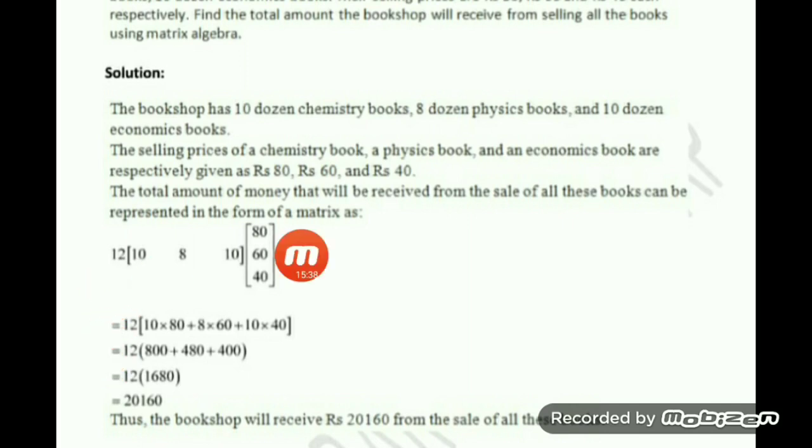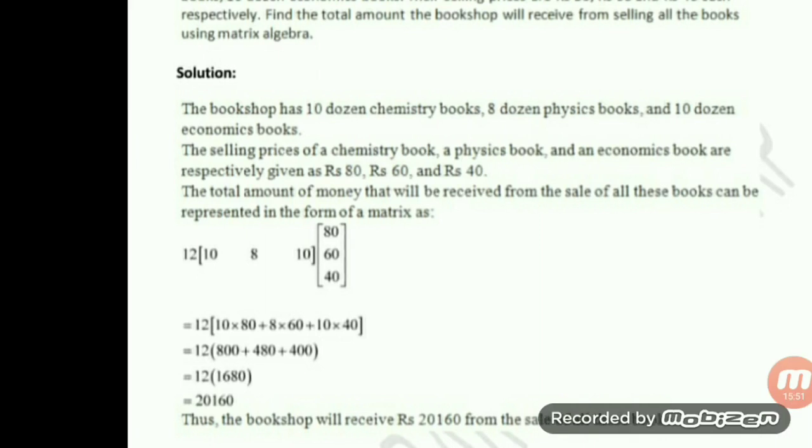After that you do the matrix multiplication. This is 1 row 1 column. So the sum will give, and after being multiplied by 12, that will give you the required answer. Calculation you can do yourself. 20160. That much in rupees.